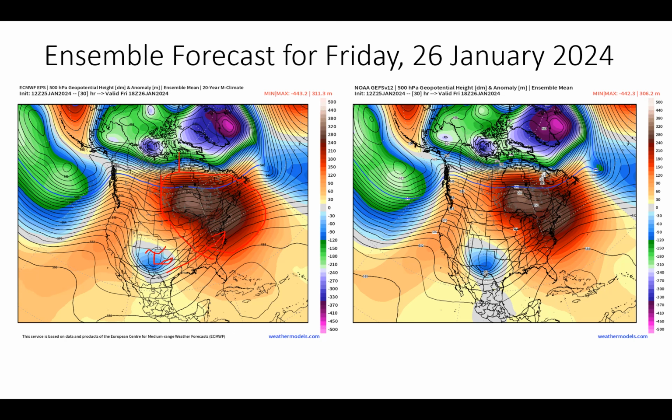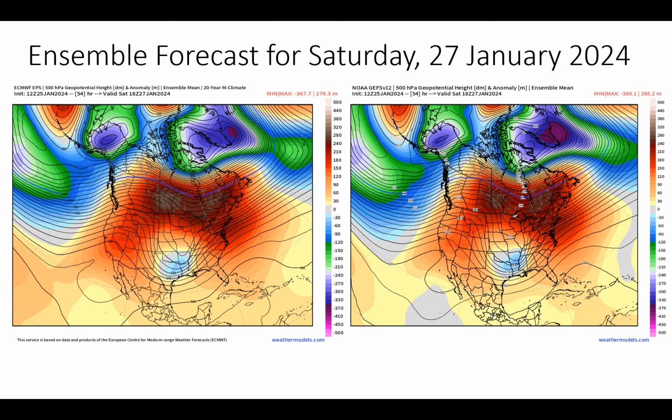And then we compare that over here to the right, on the right side here. This is the GFS Ensemble forecast. Not much difference, very similar in the structure of where these upper level synoptic features are positioned, the ridges and the troughs. Moving on now to the Ensemble forecast for Saturday, 27 January 2024.